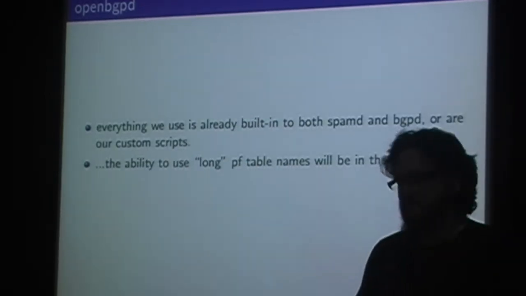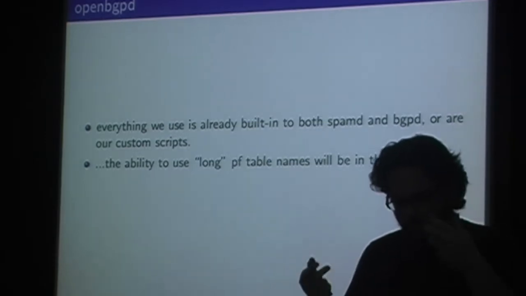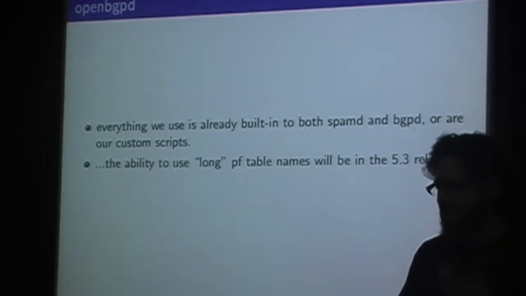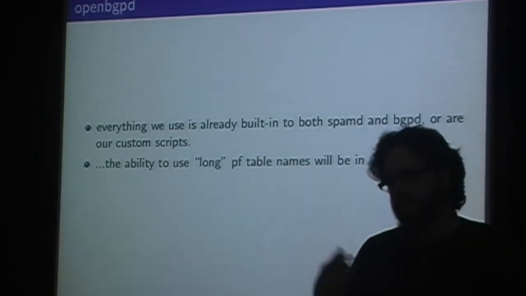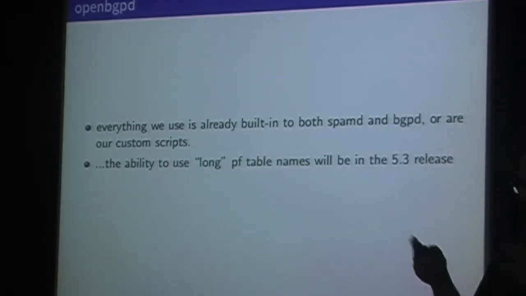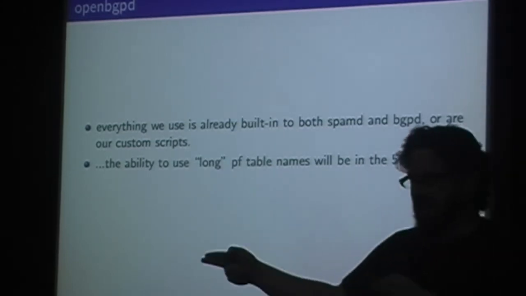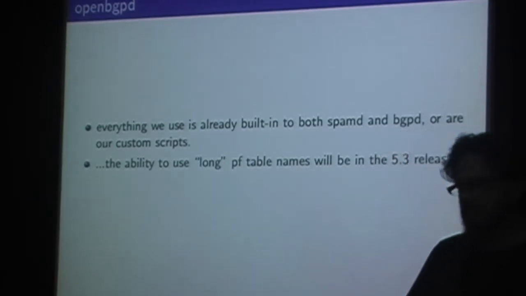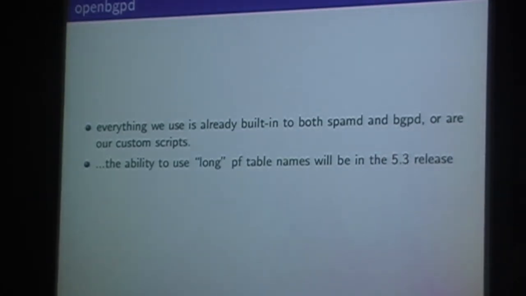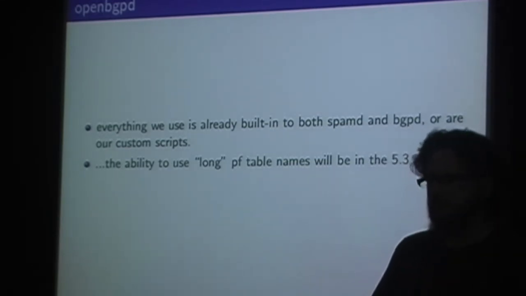Interestingly, everything that we're using, except for our own custom shell scripts, is built directly into BGP and SPAMD. With one thing, which is that I fixed a table length, the PF table name length. That will be in the upcoming OpenBSD 5.3 release, but that is not mandatory for running this. You can just use a shorter table name. I wanted the longer ones to be a little bit more descriptive.